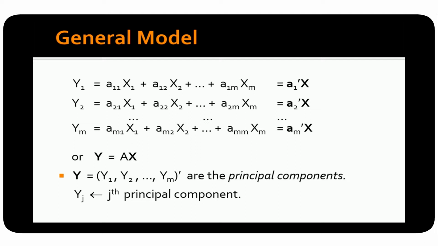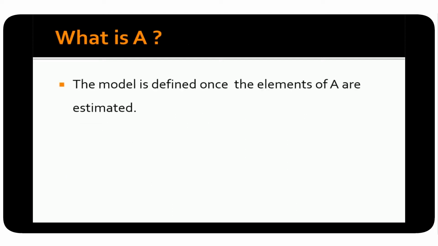Of course, we have not yet chosen the principal components properly. That will depend on how we choose the coefficients A. If a proper selection of that is made, then we will end up with the principal components. So, the A's at this stage are unknown. The question is, what is A? Once A is defined, the whole model is known to us. So, the choice of a 1, a 2, a m now becomes important.